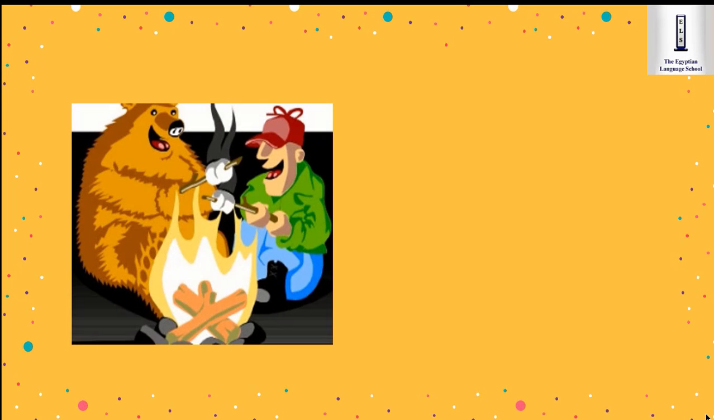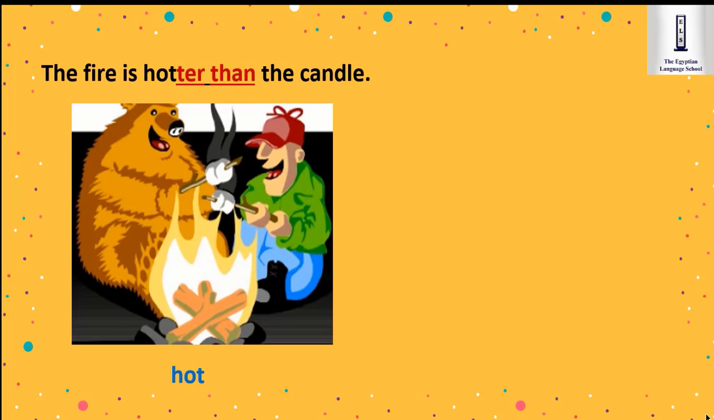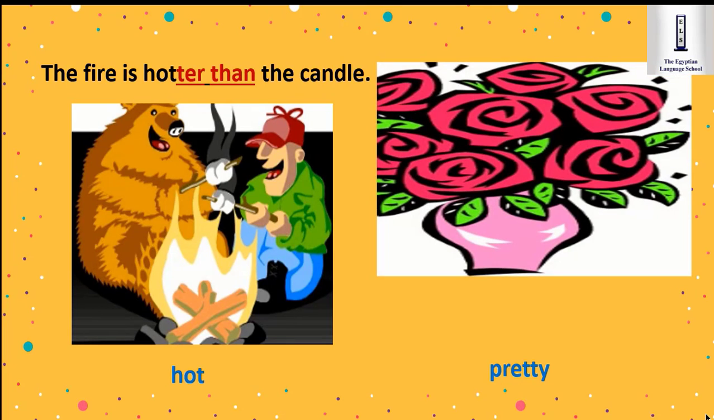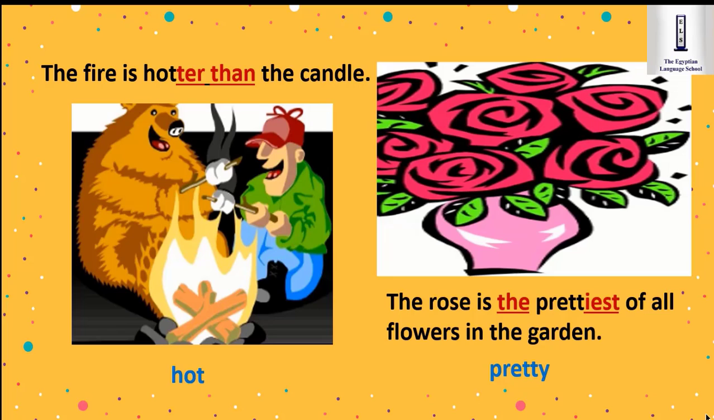Let's compare between the fire and the candle using hot. The fire is hotter than the candle. Here we double the last letter and add er plus than to form the comparative adjective. Let's move to another example. If we compare the rose to other kinds of flowers in the garden using pretty, we will say, the rose is the prettiest of all flowers in the garden. Here we add the plus the adjective and then replace the y with iest to form the superlative adjective.